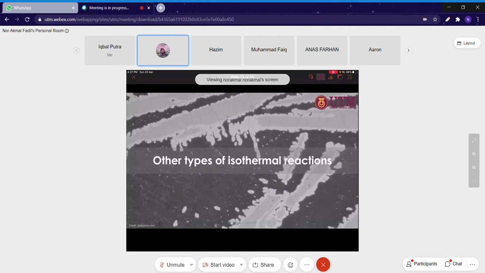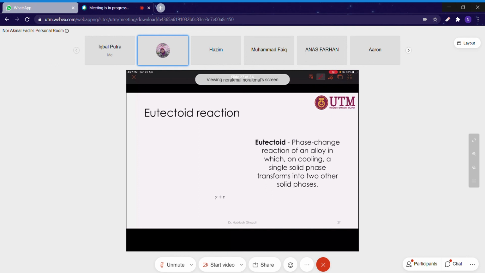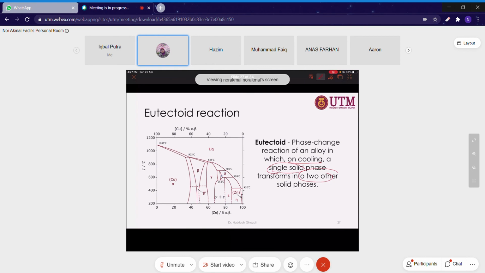Okay, another type of isothermal reaction. We have eutectoid. Eutectoid is a phase change reaction of an alloy in which, during cooling, a single solid phase transforms into two other solid phases. For example, like this, the delta is inside this region. Example like this point.